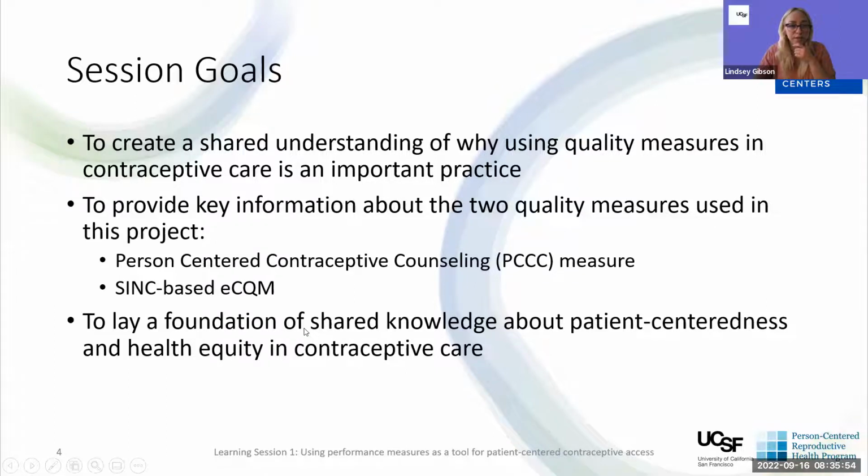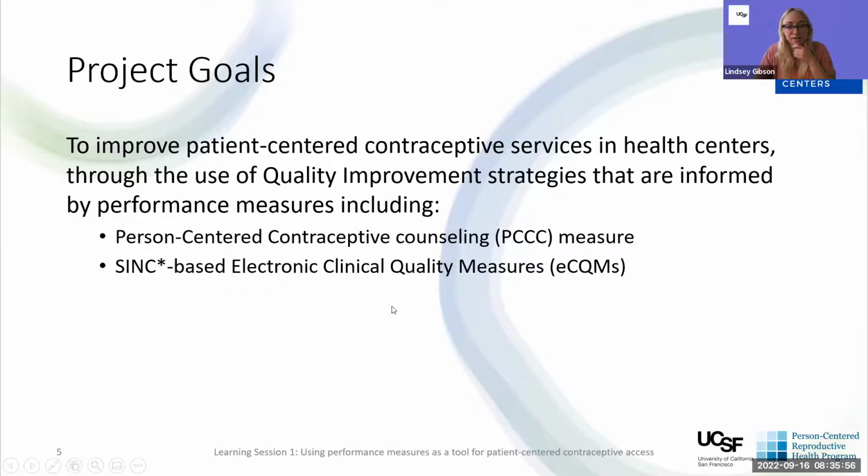Next slide, please. Again, to orient us in our project goals, we are looking to improve patient-centeredness in contraceptive services in health centers through the use of quality improvement strategies that are informed by performance measures. So again, that PCCC and the sync-based ECQM.